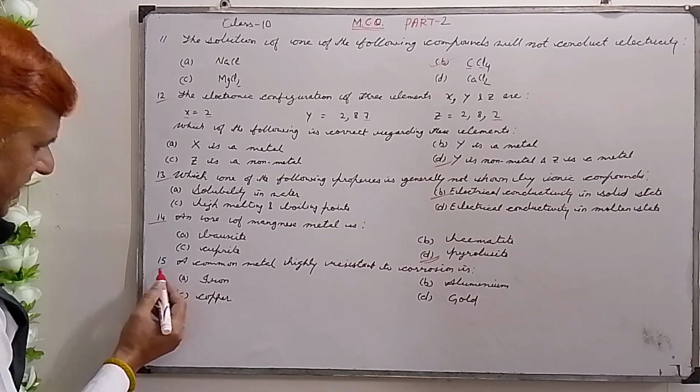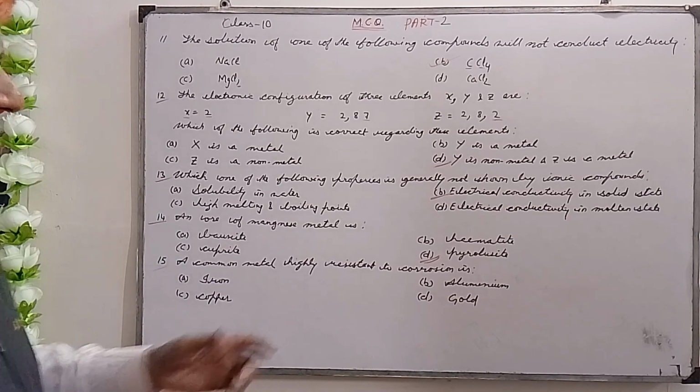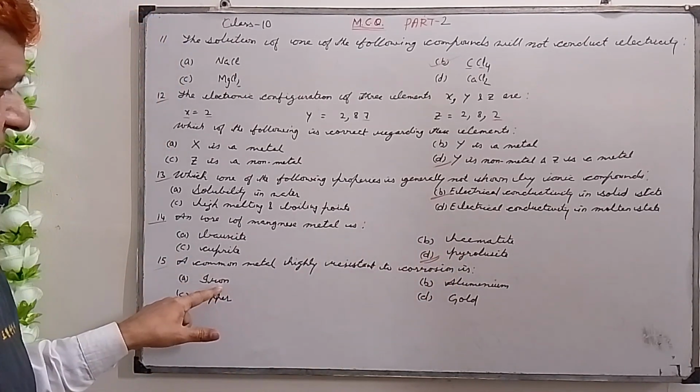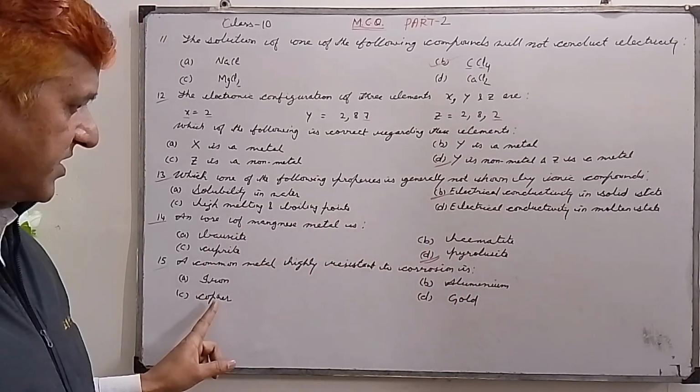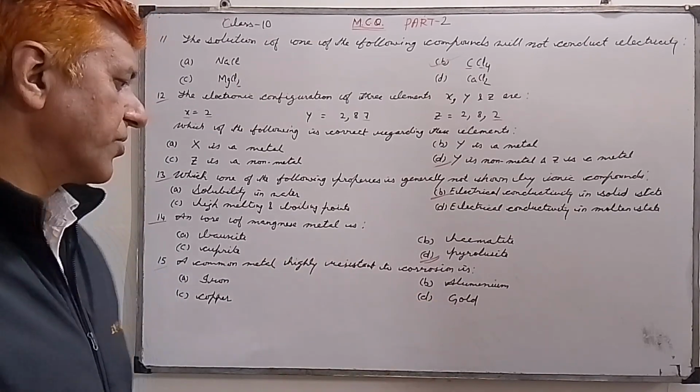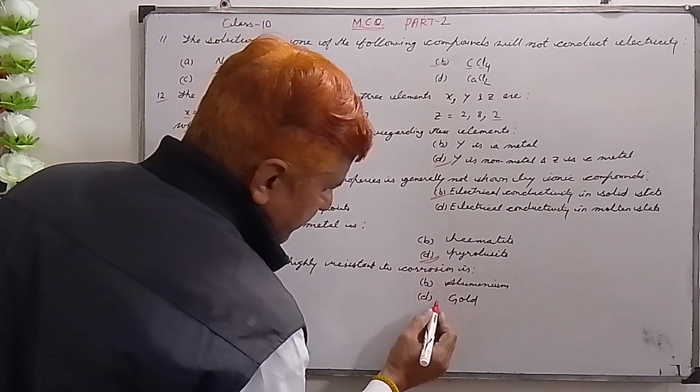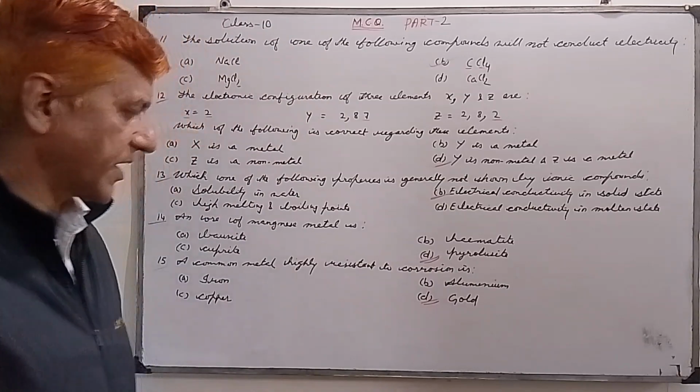Question number 15. A common metal highly resistant to corrosion is iron? It corrodes very easily. Aluminium, yes. Copper, yes. And gold, no. So highly resistant to corrosion is gold. So D is your correct answer.